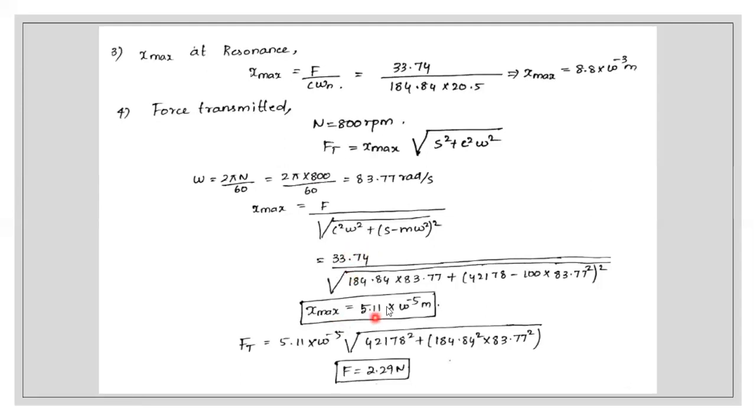So once you have got the x max, just substitute this x max in this FT formula in order to determine the force transmitted. So in order to determine x max only we are doing these steps, and once you have found it, substitute here. And stiffness you know, c value, omega value, all the values we know, so we can easily get the force value.